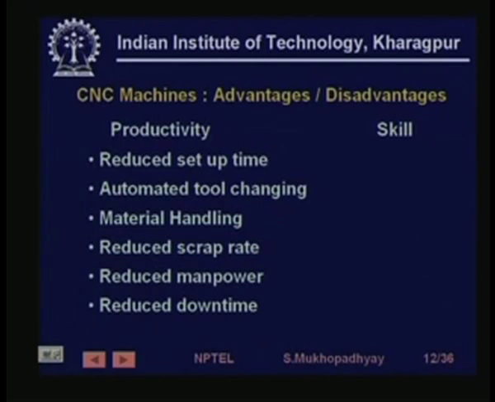Overall productivity is much improved due to reduced setup time and automated tool changing, which again reduces setup time, I mean unproductive time. Sometimes some of these machines will have inherent material handling. If you want to change a tool, the machine will stop, take out the tool, put it in the tool magazine, and bring out another tool. All these material handling works will be done by the machine itself.